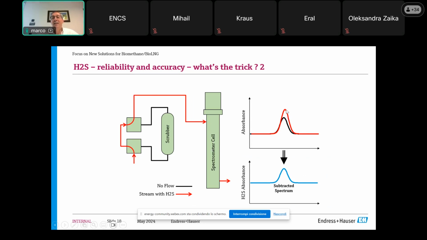It's easy to understand that the difference between the two spectra represents the concentration of H2S free from interferences and allows the analyzer to adopt this new frequency as the right frequency where to perform the analysis.